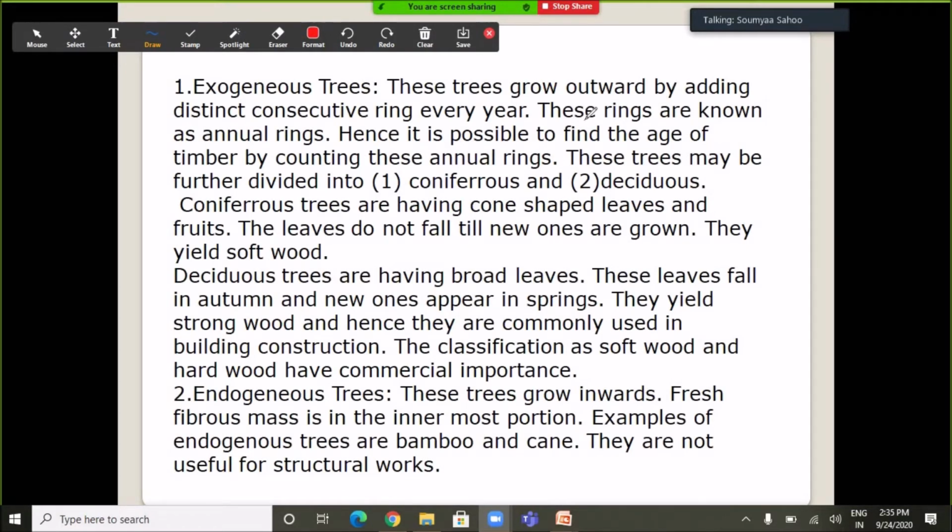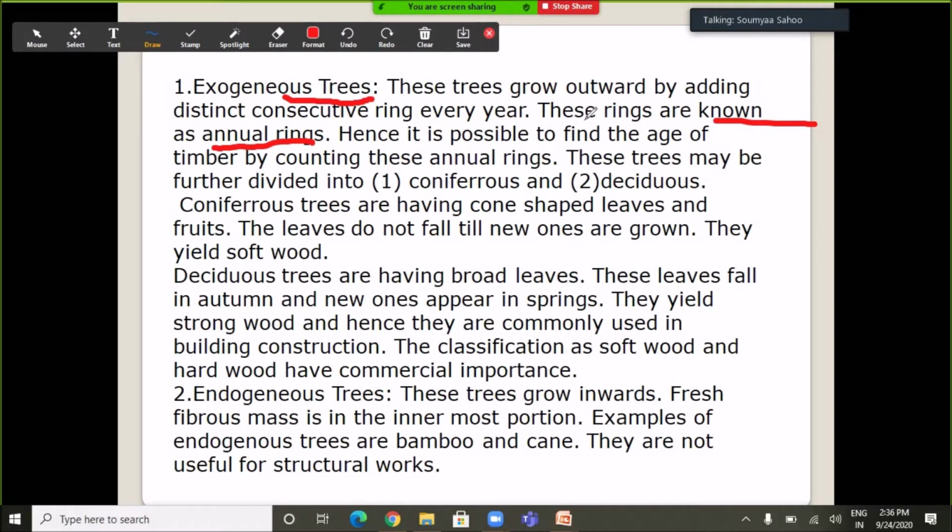In case of exogenous trees, the growth is outward, and the trees grow outward by adding distinct consecutive rings every year. These rings are known as annual rings. Hence, it is possible to find the age of the timber by counting these annual rings. This question has been asked in many competitive examinations: how can you find out the age of timber? The correct answer is by counting the annual rings, we can find out the age of timber.